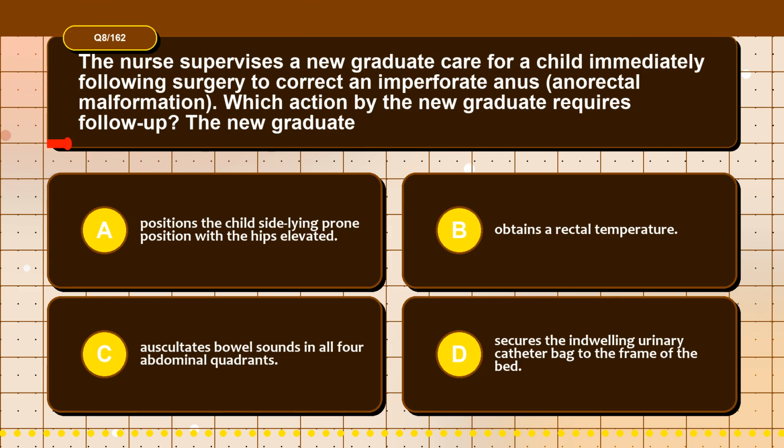Question 8. The nurse supervises a new graduate caring for a child immediately following surgery to correct an imperforate anus, an anorectal malformation. Which action by the new graduate requires follow-up? Here are the options. Option A, positions the child side-lying or prone with the hips elevated. Option B, obtains a rectal temperature. Option C, auscultates bowel sounds in all 4 abdominal quadrants. Option D, secures the indwelling urinary catheter bag to the frame of the bed.